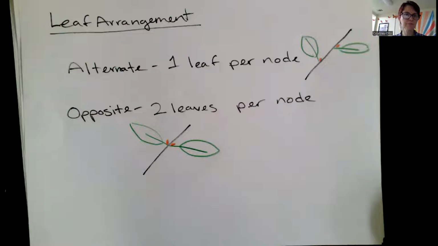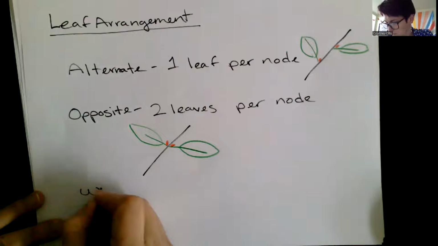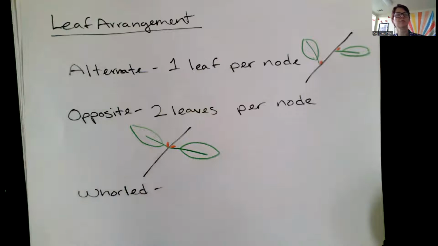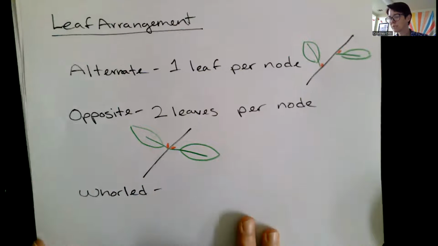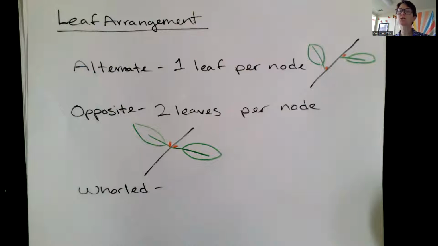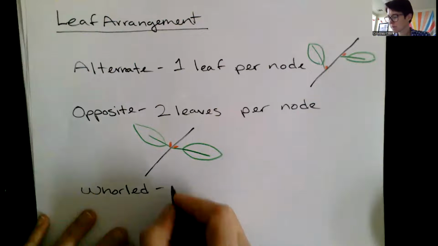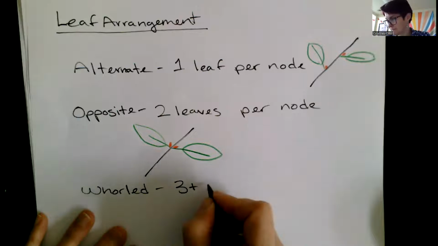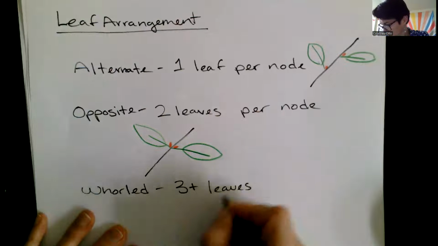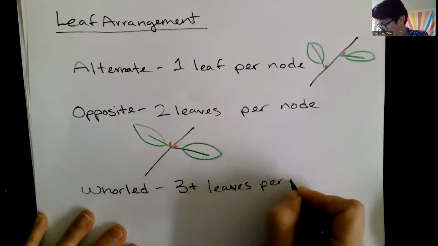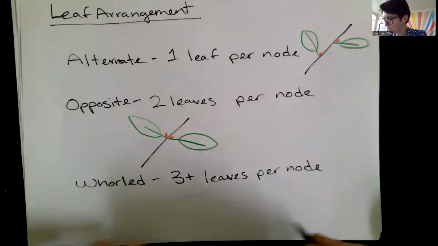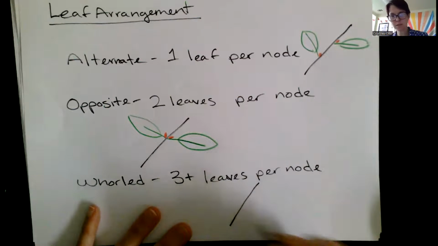The third and final leaf arrangement that we can see is what we call whorled leaf arrangement. And this turns out to be the least common of the three leaf arrangements. In a whorled leaf arrangement, you find 3 or more leaves at every node. So I'm just going to put 3 plus, because it might be 3, it might be 5, it might be 7. If we classify a plant as having whorled leaf arrangement, that just means there's 3 or more. Well, let's model that as well.